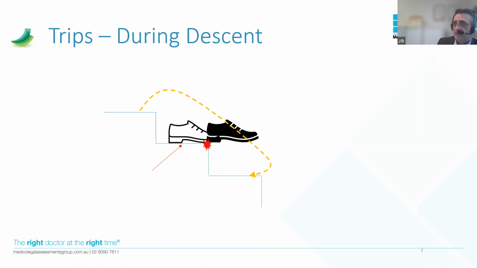Now, the main reason a trip like this can occur is predominantly that the going dimension is larger than the preceding dimension of the steps, and that irregularity causes the person to misjudge the position of the nosing of that step.